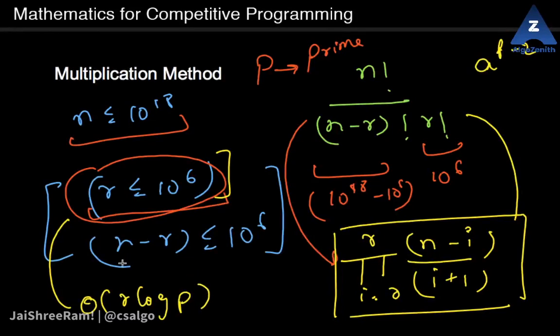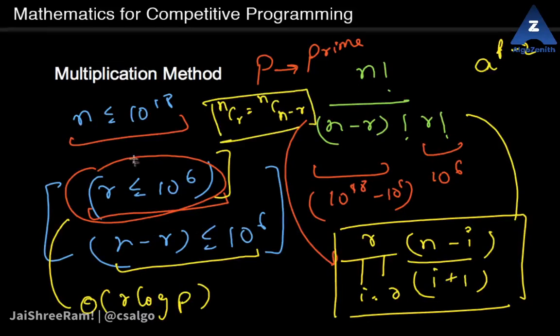Also, in case r is large, what we can use is the relation that we talked about, that n choose r is equal to n choose n minus r, right? This is a relation that is followed. So we can just flip the values if you want to and make the r smaller. Like if r is large but n minus r is small, you can just calculate this instead of n choose r, and that would be small.